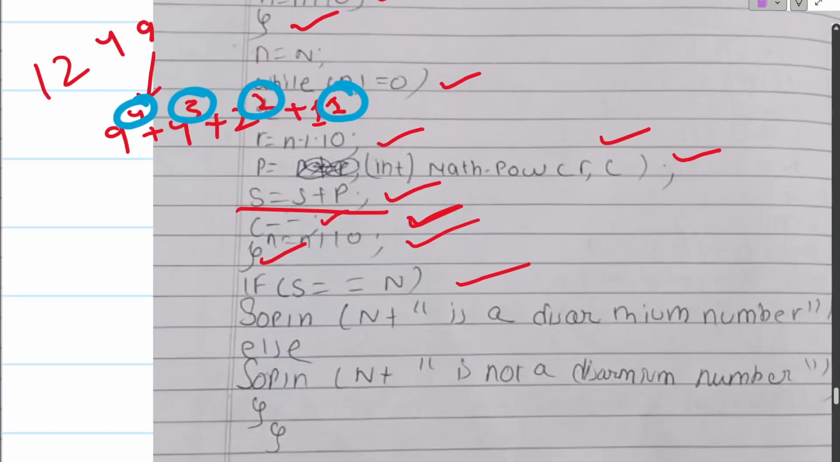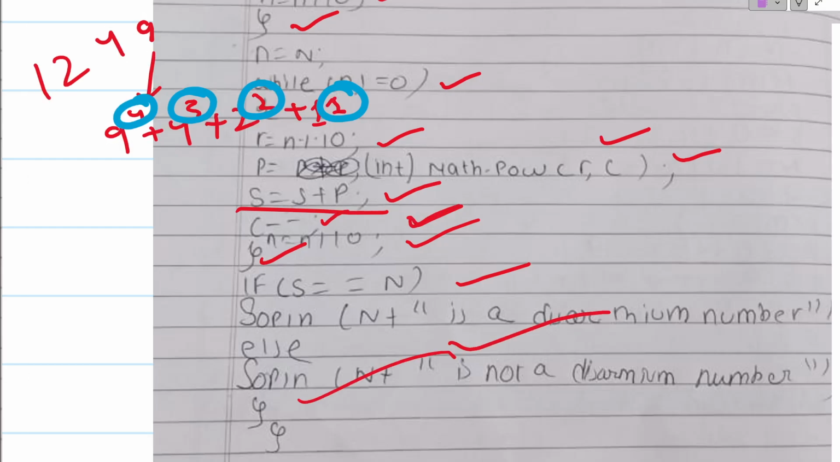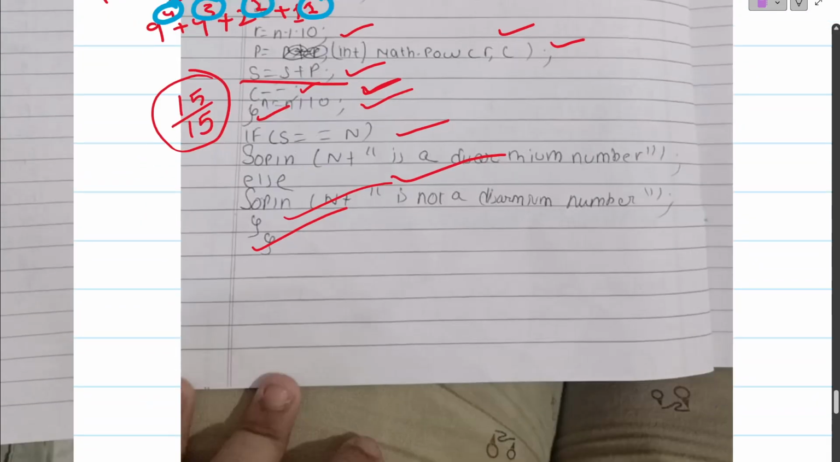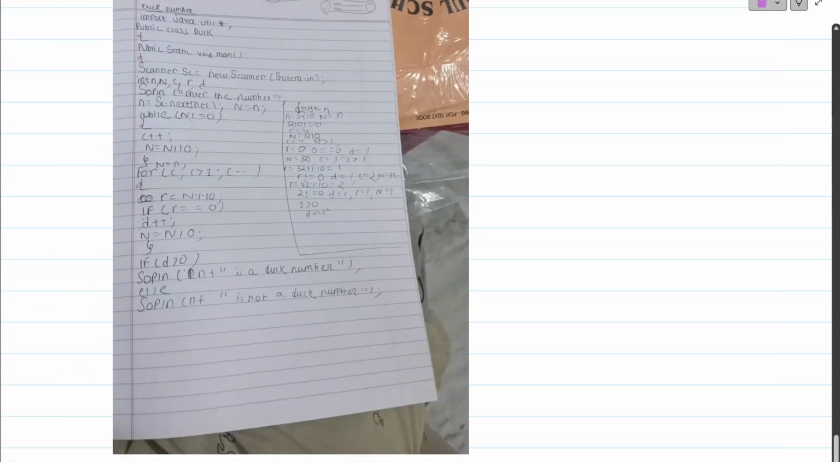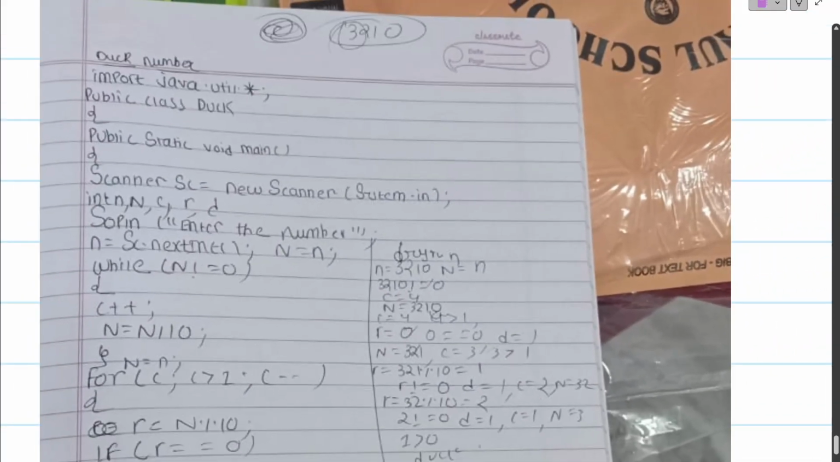And S is compared with, can you see, not the lowercase n but the uppercase N, because this is where my original number is stored. Very nice, correct. Here very easily the student will be getting 15 out of 15, because everywhere he has gone correctly. Okay, now it's the last program. It's a Duck number. What do we mean by Duck number?